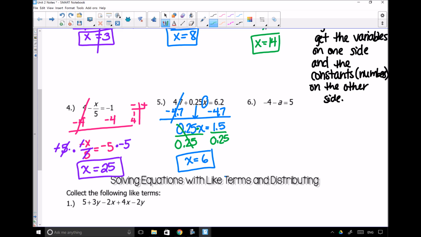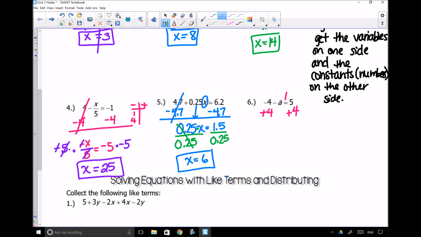Again, right here, my a value is my variable. So this is what I want to get alone, okay? Well, the constant that I have here is this -4. So how do I get rid of this -4? The opposite of a -4 is a +4, because -4 plus 4 is 0. They cancel out. That's what I want.